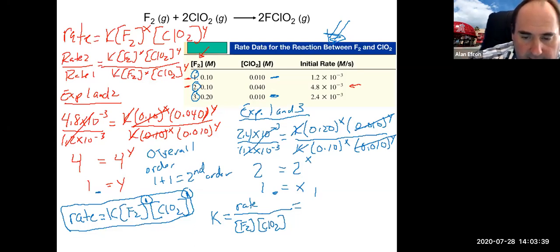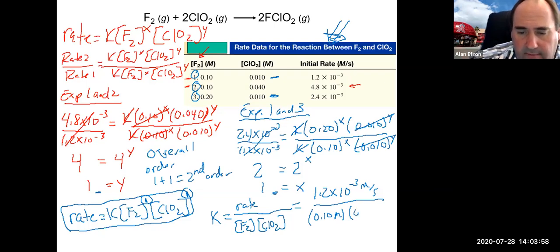So for number 1, our rate is 1.2 times 10 to the minus 3 molar seconds. We're going to divide it by the concentration of our F2, which is 0.1 molar. And we're going to multiply that by the concentration of our ClO2, which is 0.01 molar. Again, here I chose entry number 1 to solve for the value of the rate constant, and I just put in all the values. And when I do that, I end up with a number that looks like 1.2.